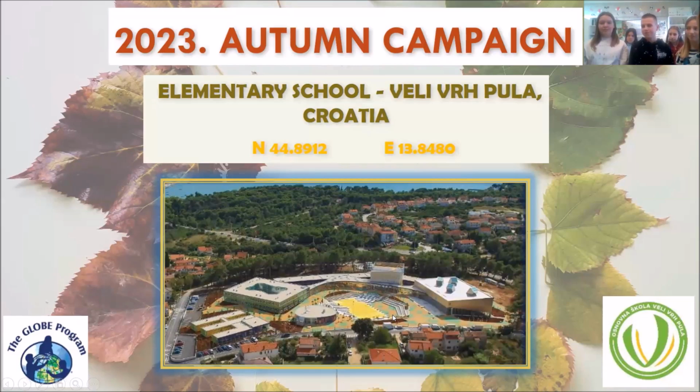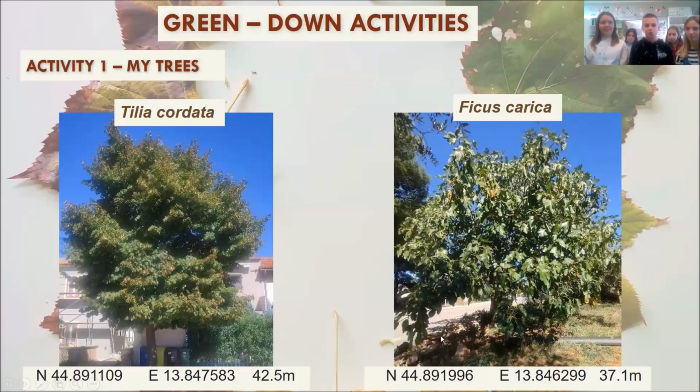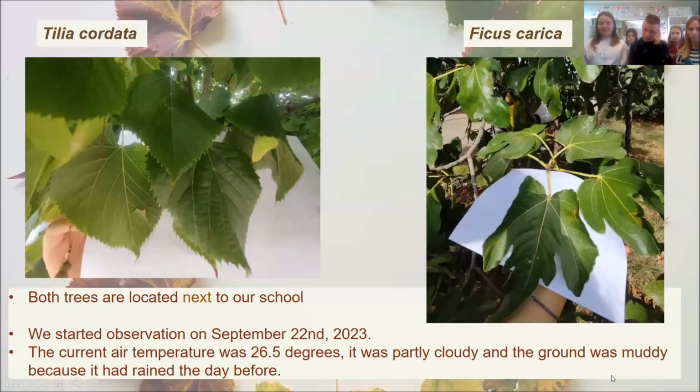Hello everyone, we are happy to be here. We are students of the elementary school Veli, Pula, Croatia. Now we will share our presentation. In the autumn campaign, we observed the lime tree and the fig tree. Both trees are located next to our school. We started observation on September 22nd. The current temperature was 26.5 degrees. It was partly cloudy and the ground was muddy because it had rained the day before.